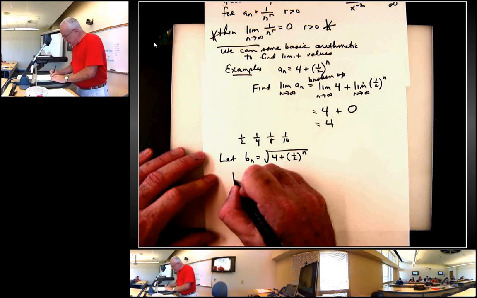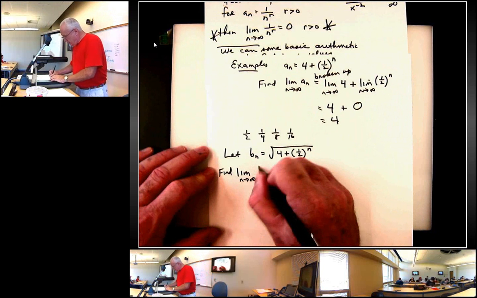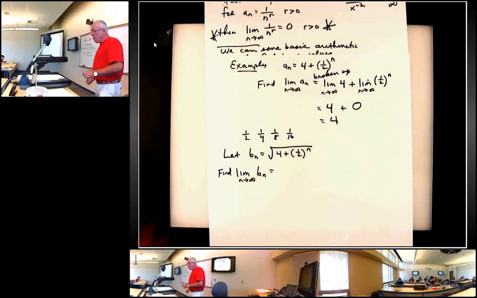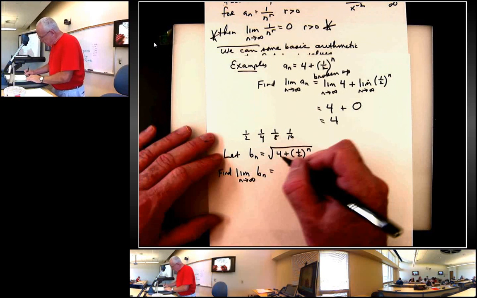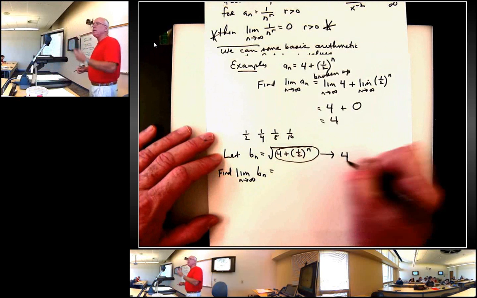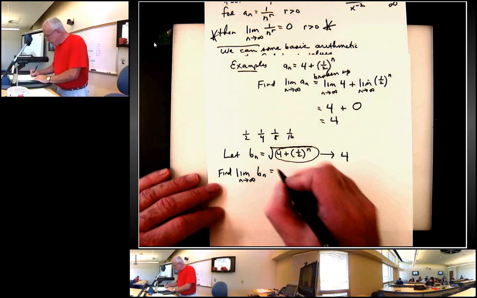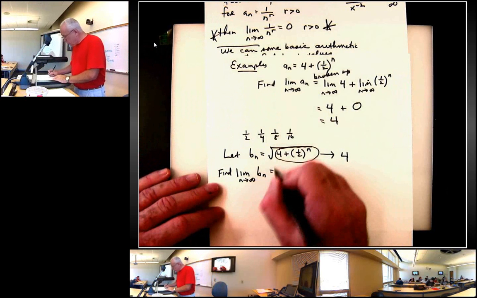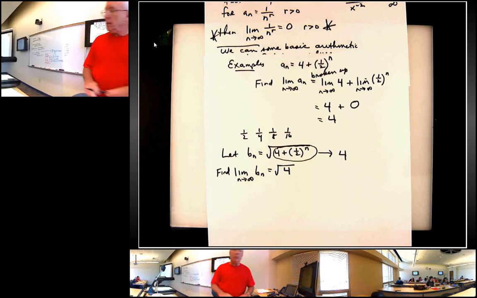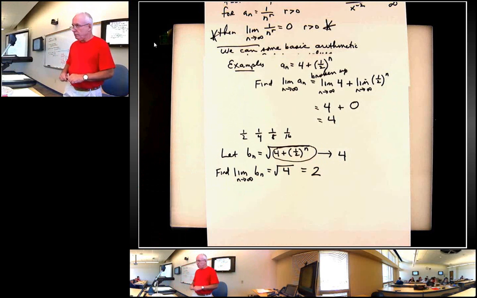And we want to find the limit as n goes to infinity of bn. Well, we found that what's under the radical approaches the number 4. We just did that in the previous problem. So the limit here is that it's taking the square root of that limit that we just found that's under the radical. And so the square root of 4 is 2, and that's our answer.